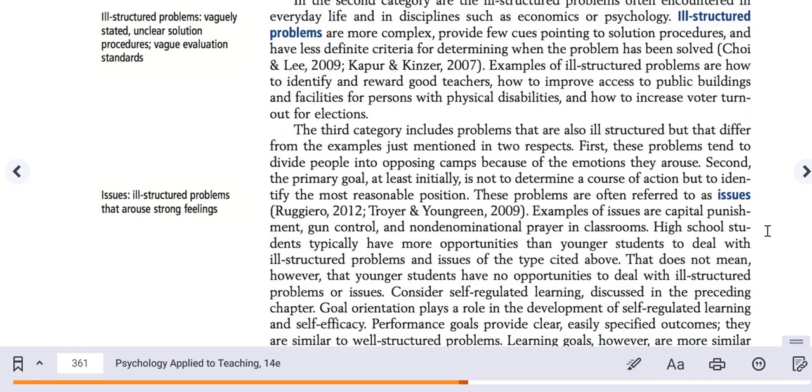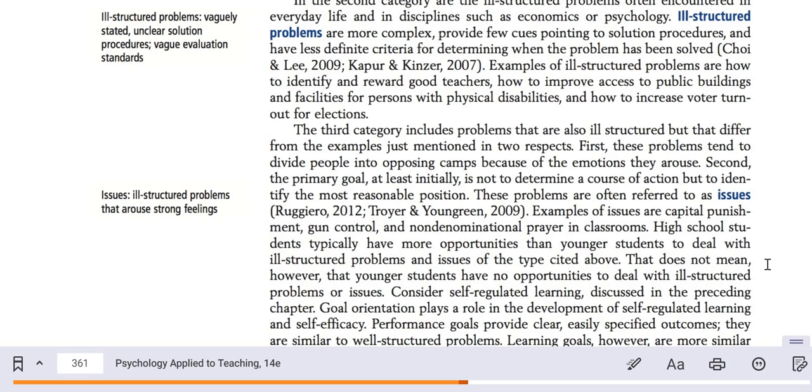The third category includes problems that are also ill-structured but that differ from the examples just mentioned in two respects. First, these problems tend to divide people into opposing camps because of the emotions they arouse. Second, the primary goal, at least initially, is not to determine a course of action, but to identify the most reasonable position. These problems are often referred to as issues. Examples of issues are capital punishment, gun control, and non-denominational prayer in classrooms.